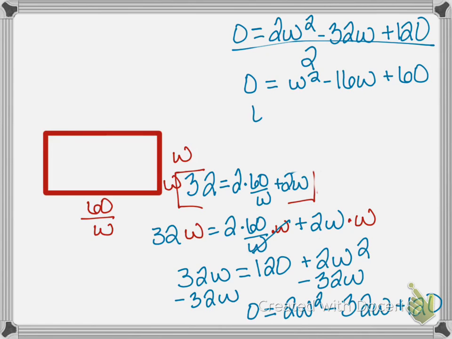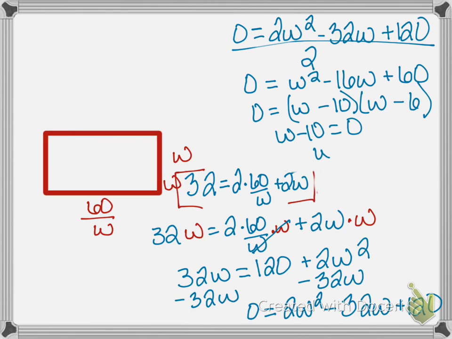Okay? So for this one, we have w minus 10, w minus 6, because negative 10 times negative 6 gives us positive 60, and negative 10 plus negative 6 gives us negative 16. So my width can be 10, or my width can be 6.